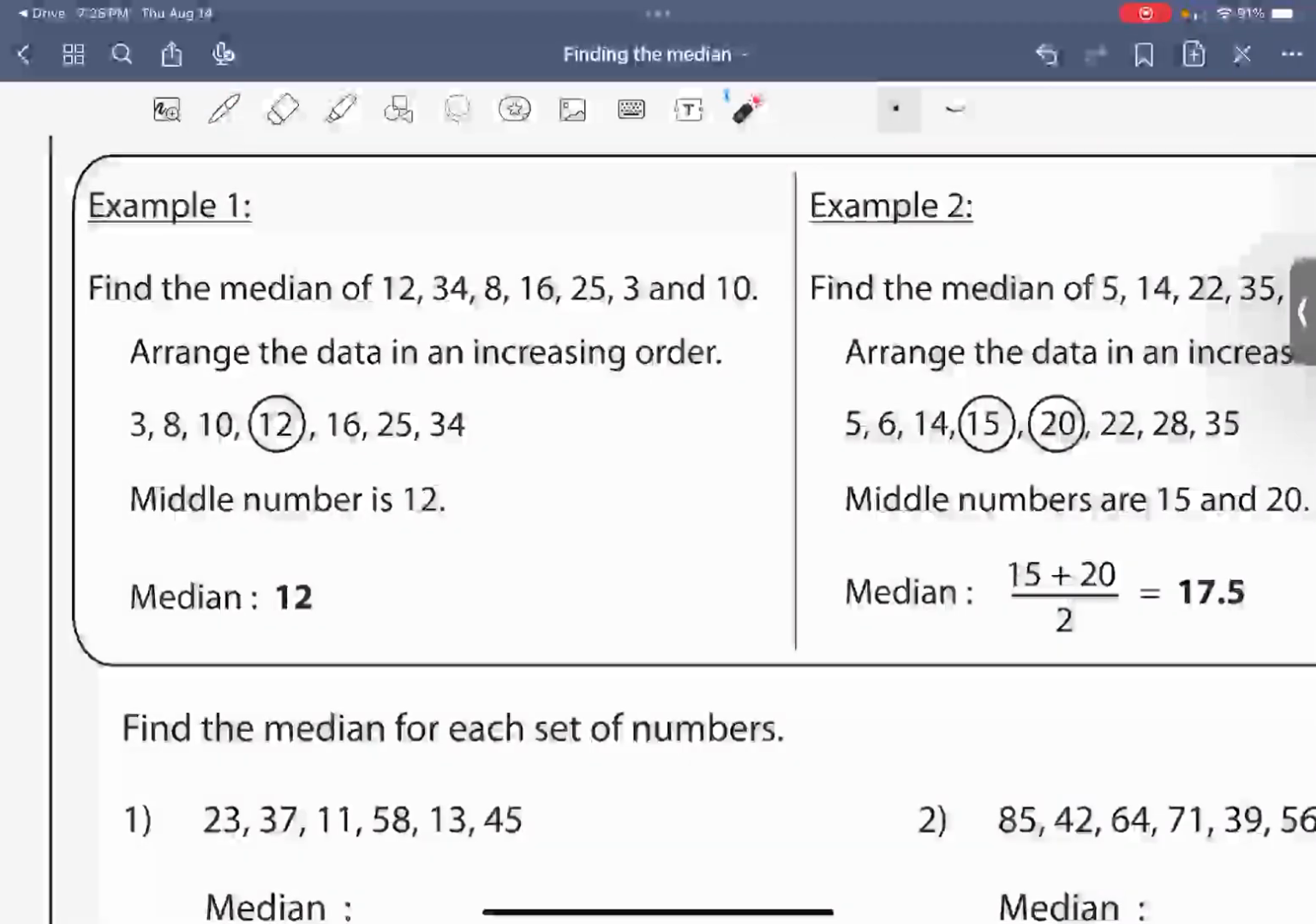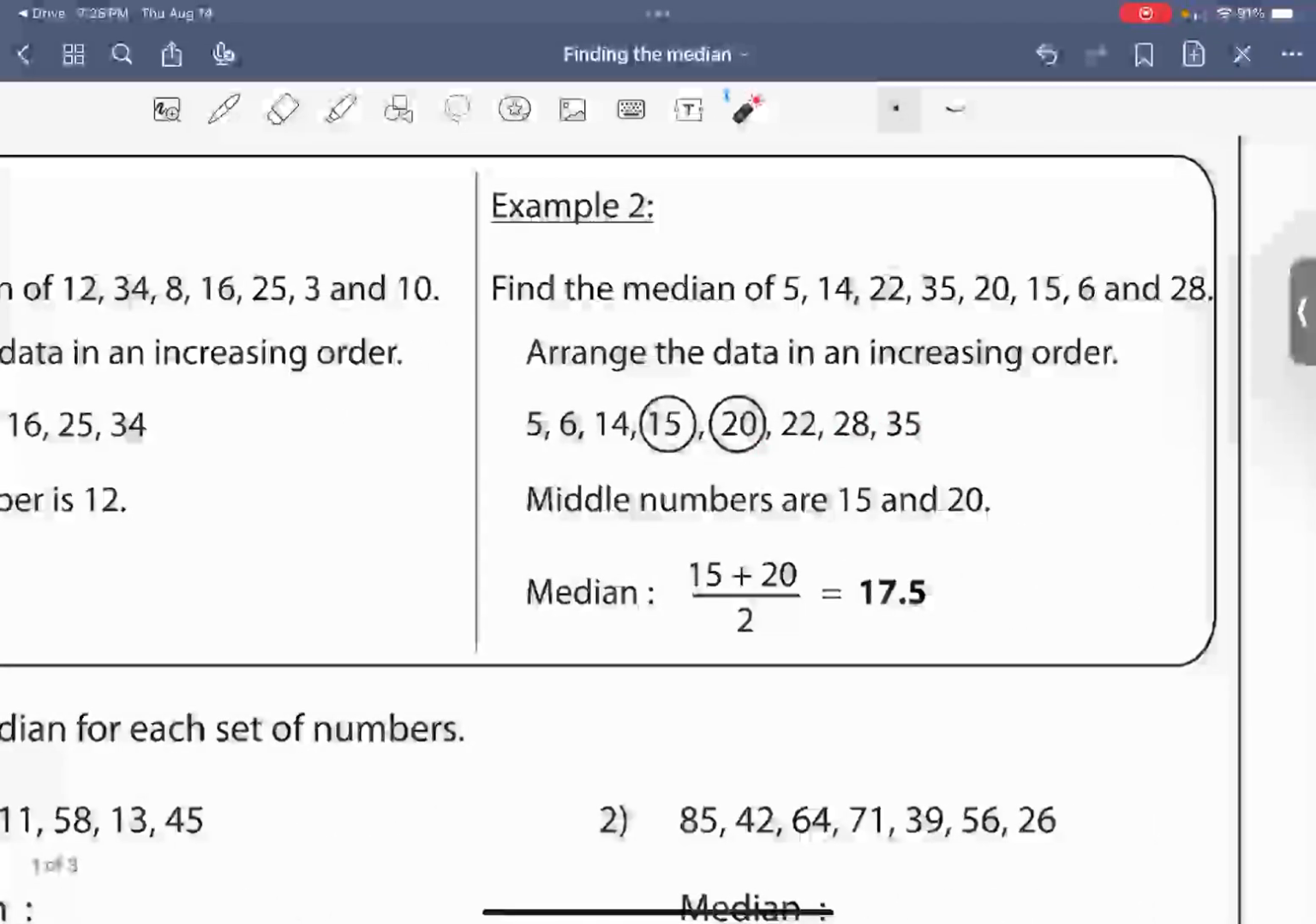In example 1, we have: find the median of these numbers, arranging the data in increasing order. So the data was put in increasing order. The number in the middle was 12. So therefore, the median is 12. In this example, the numbers were put in increasing order. We have two numbers in the middle. So the 15 and 20 were added. That's equal to 35. And 35 divided by 2 is equal to 17.5.